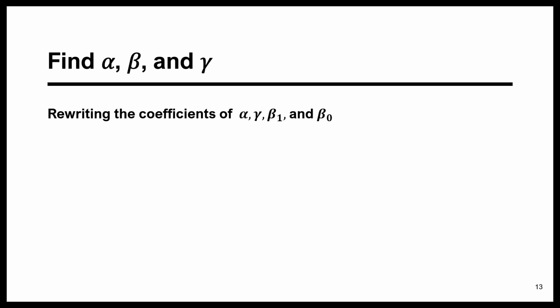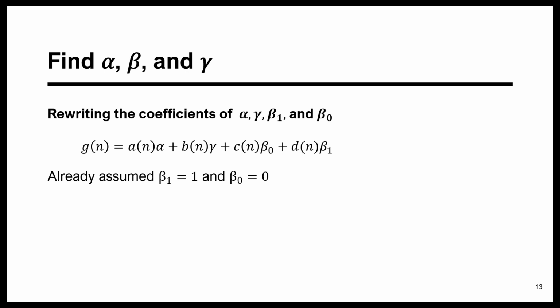So let's try to find α, β, and γ just to satisfy the equations that we had earlier, the 2 equals 3α thing and the 9 equals whatever that was. So let's just rewrite the coefficients of α, γ, β_1, and β_0. One could say this is like the start of a closed form, but at this point I'm just using inspiration from our notes. So let's just say that g(n) equals A(n) times α plus B(n) times γ plus C(n) times β_0 and D(n) times β_1. And we already assumed what β_1 and β_0 are, so we can just plug those in.